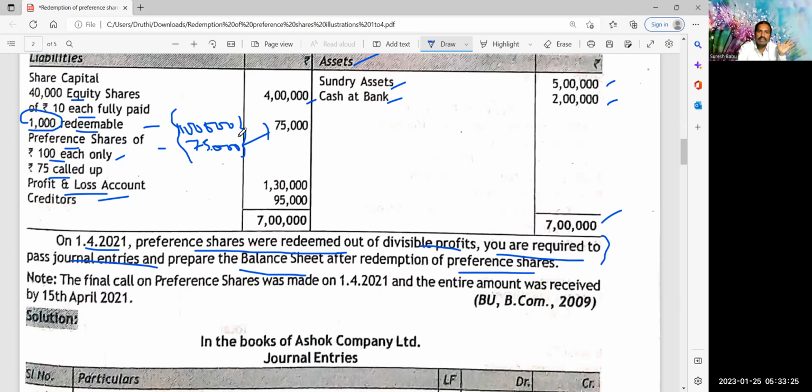What is this? Partly paid up has been converted into fully paid up. See, the final call on preference shares was made on 1/4/2021 and the entire amount was received by 15th April 2020. This is what the assumption you need to make. They won't specify. Why? Because partly paid up preference shares cannot be redeemed. They have to be converted into fully paid. That means 25,000 rupees to be received.